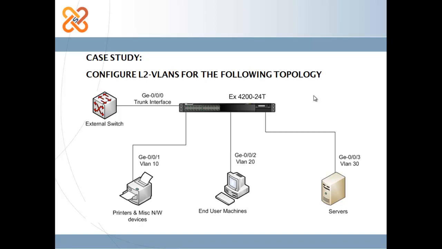Finally, we have our servers, which are going to be placed in VLAN 30. This is on the ge-0/0/3 interface. So let's go ahead and take a look at the actual switch itself and the configuration that we need to perform on this switch.